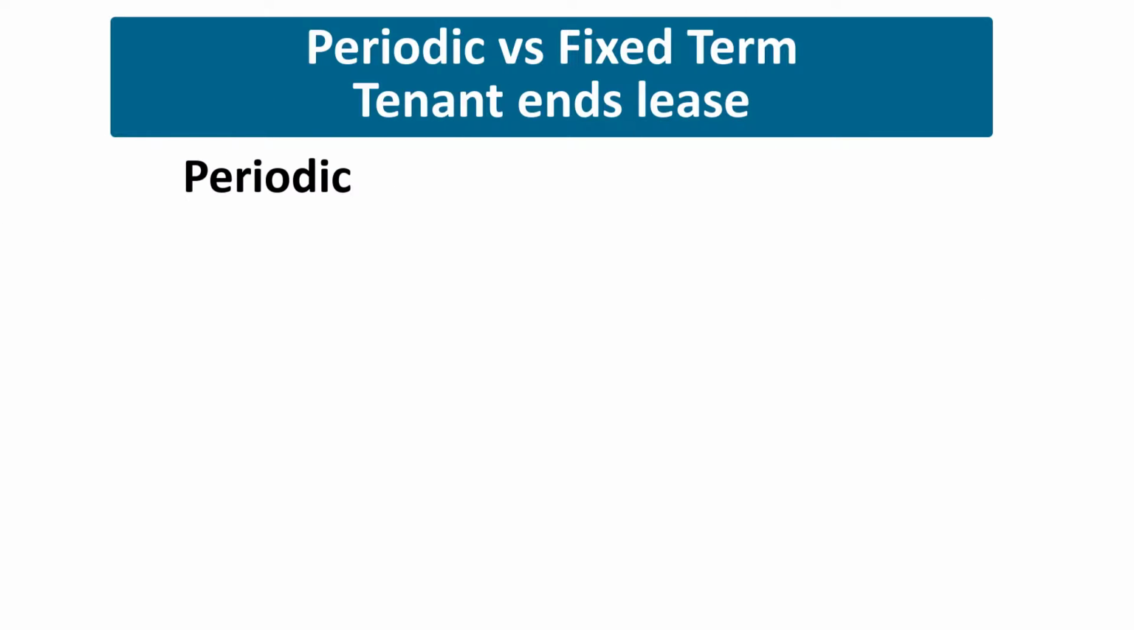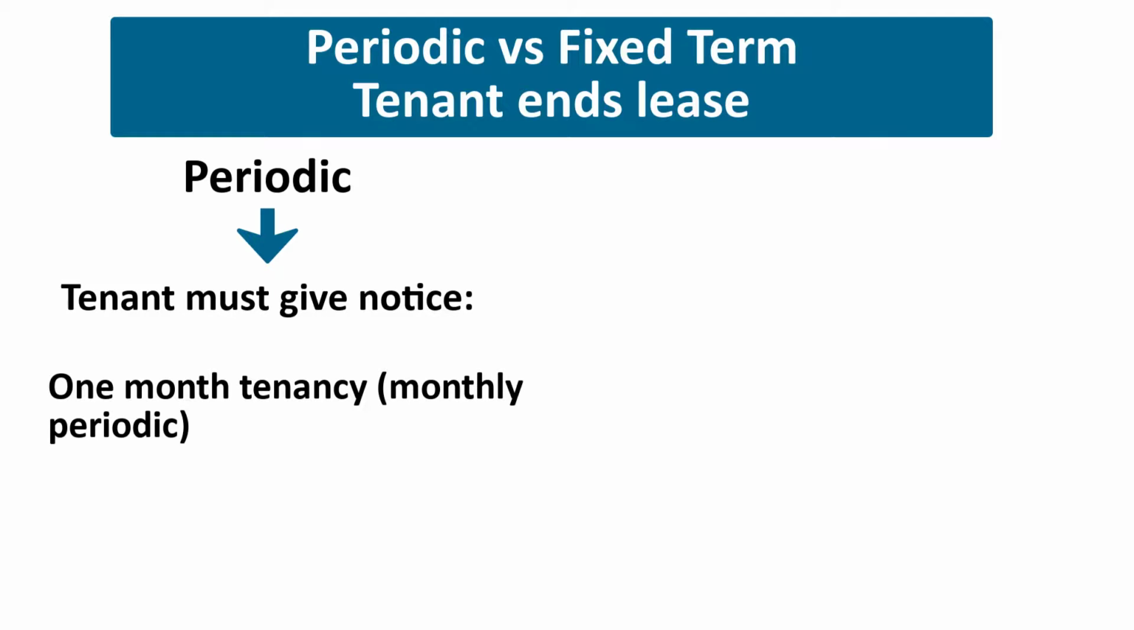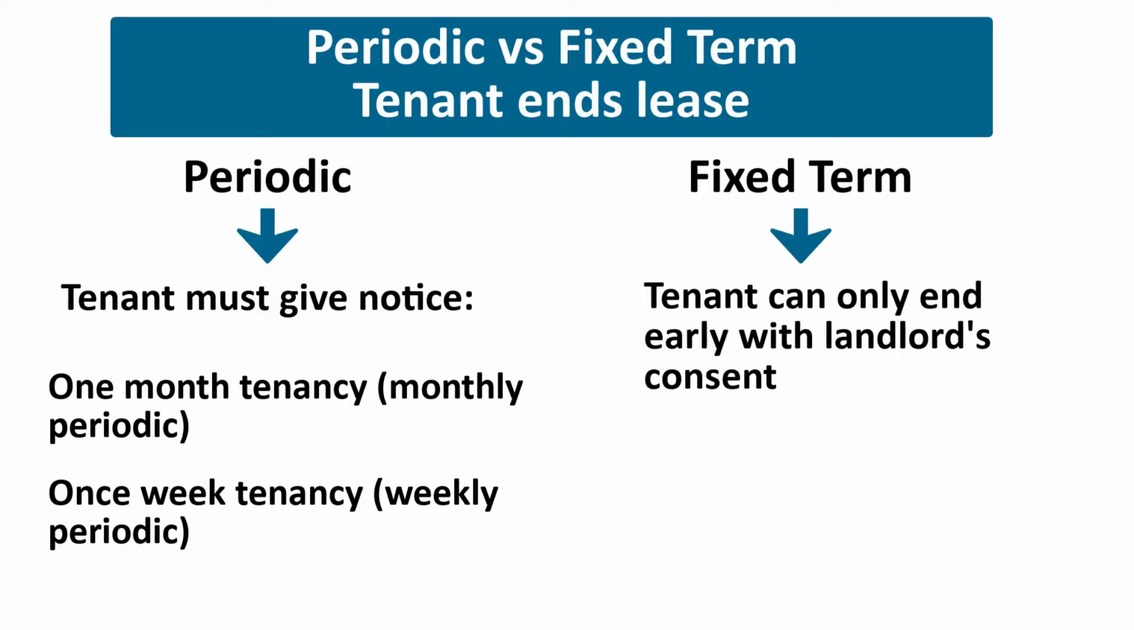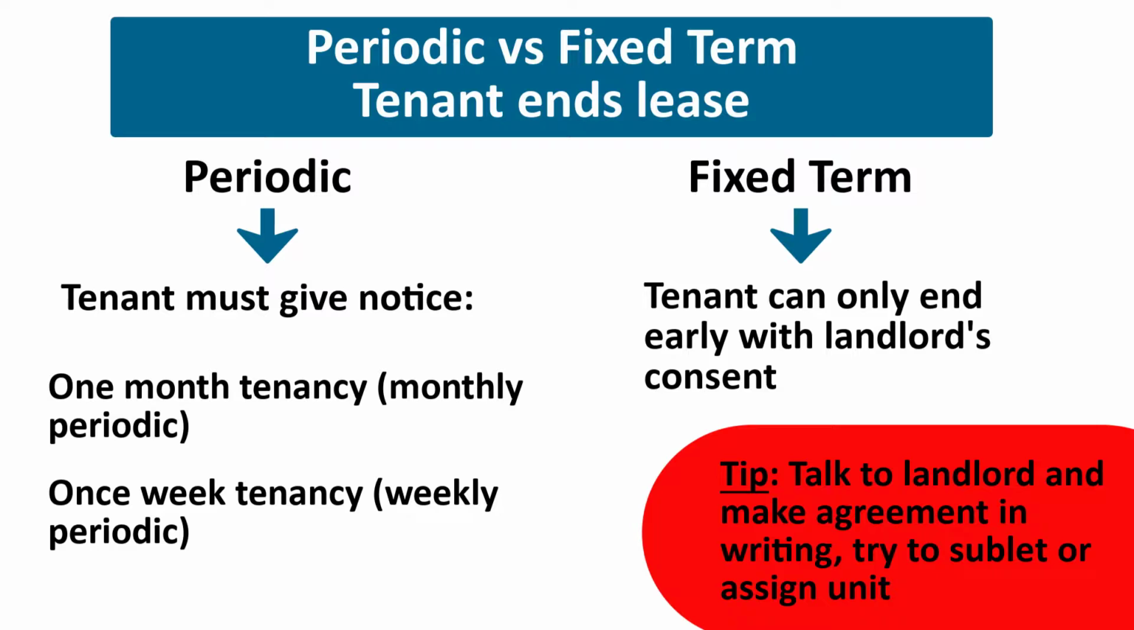Let's look at when a tenant can end a lease. To end a periodic lease, the tenant must give notice 1 tenancy month in advance, if the lease is a monthly periodic lease, or 1 tenancy week in advance, if the lease is a weekly periodic lease. On the other hand, to end a fixed term lease, the tenant can only end early with the landlord's consent. The tenant can talk to the landlord and make an arrangement in writing to end it early. Alternatively, they can try to sublet or assign the unit to another tenant. Landlords in this situation are obligated to mitigate their damages by trying to find another tenant as soon as possible.